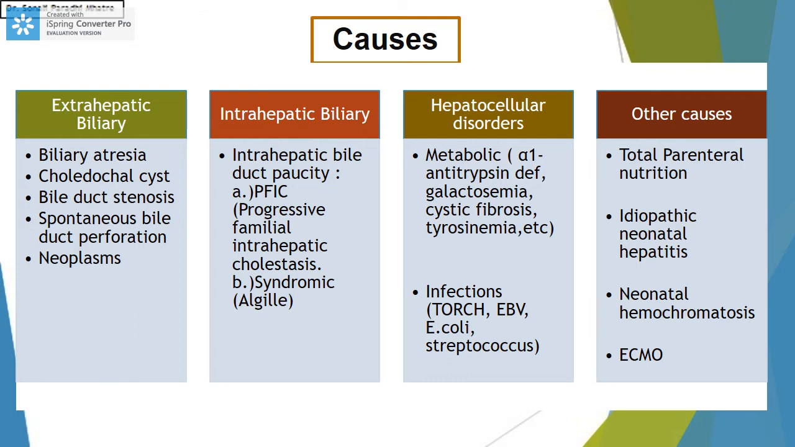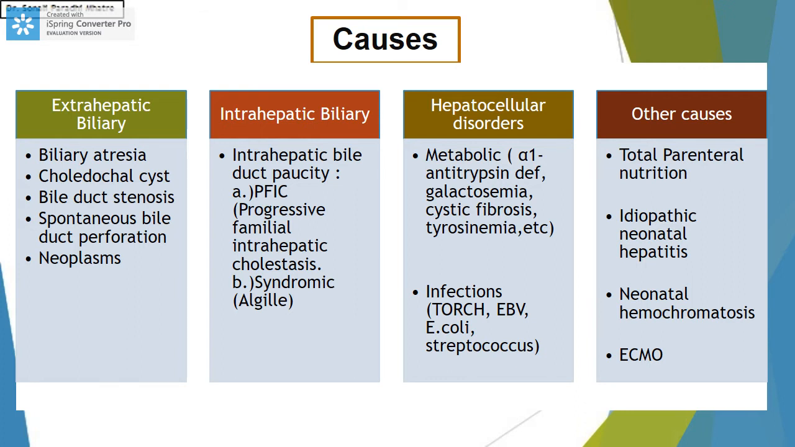Moving on to the hepatocellular causes of direct jaundice, it can be caused secondary to metabolic disorders like alpha-1 antitrypsin deficiency, galactosemia, cystic fibrosis, tyrosinemias, etc. Or it can even be caused by infections like TORCH infections, Epstein-Barr, E. coli, streptococcus. Basically, sepsis can cause direct jaundice. Also, we need to be vigilant about urinary tract infection in neonates, which can also present as direct jaundice.